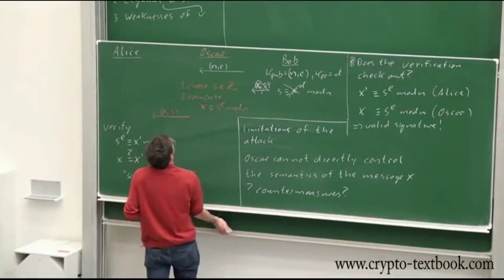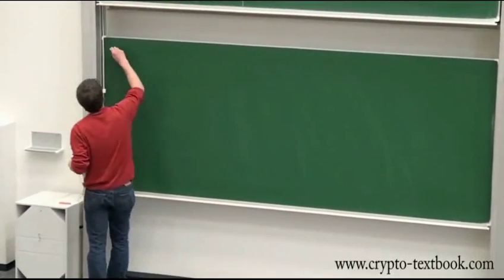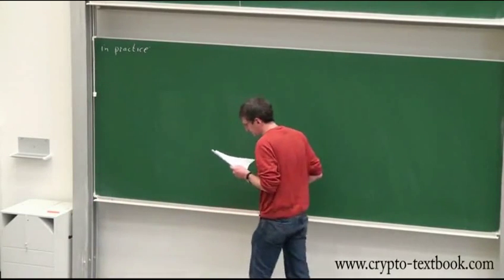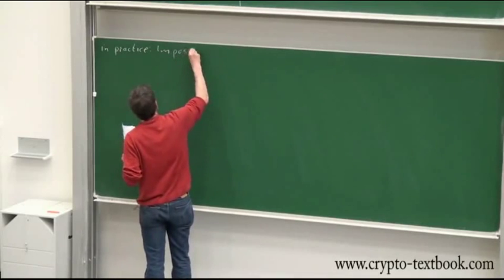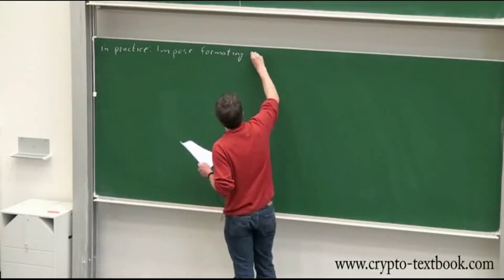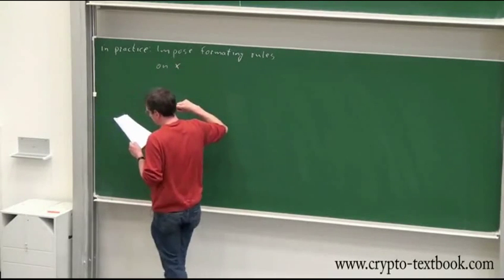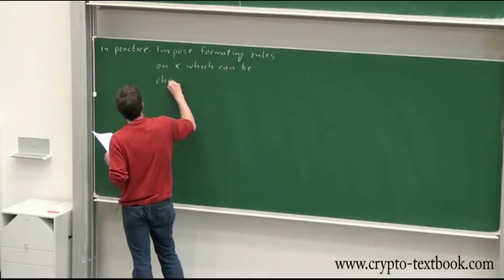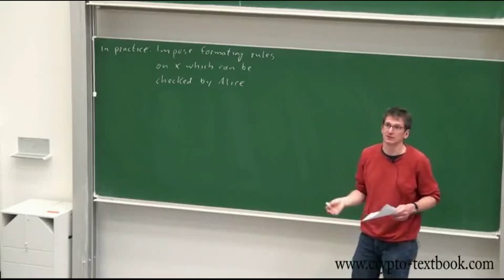So what you can do, and there's actually a very nice countermeasure. In practice, what's often done, how you can prevent the attack, is you impose (heißt auferlegen, erzwingen) formatting rules on X which can be checked by Alice.